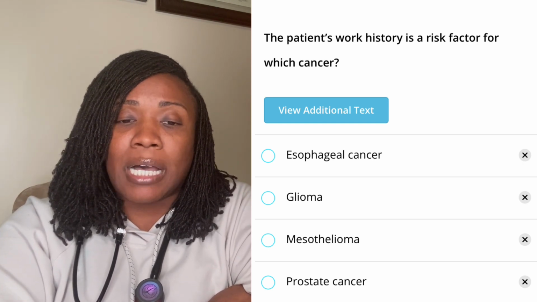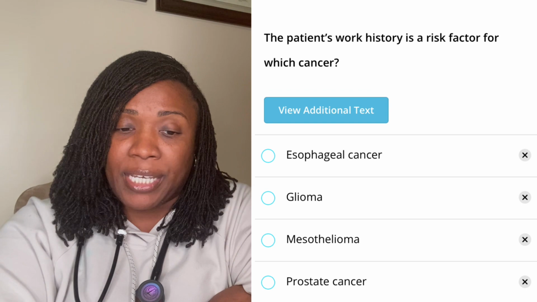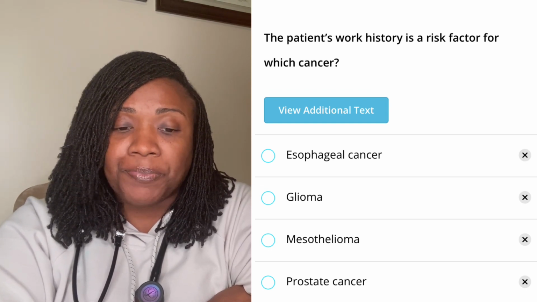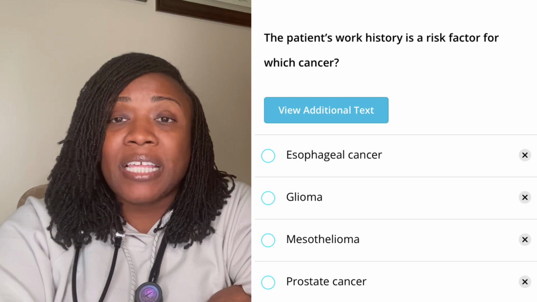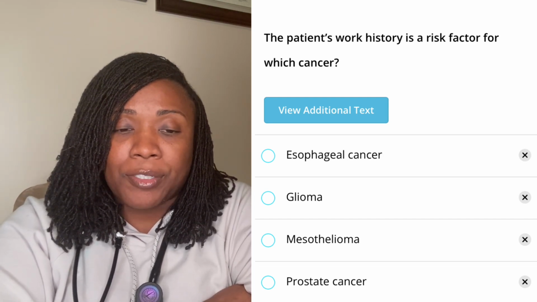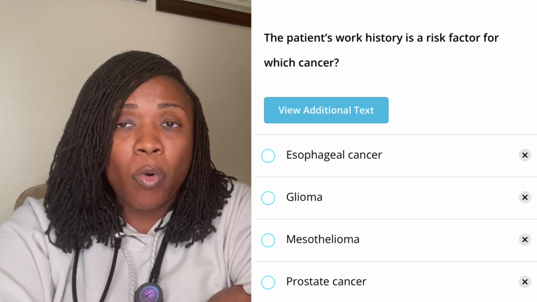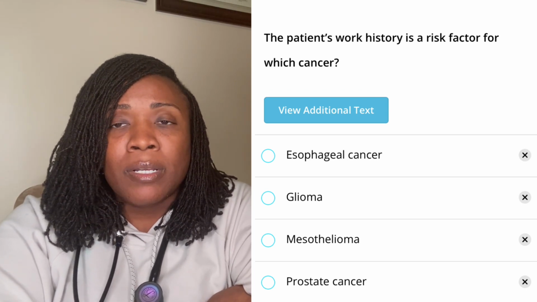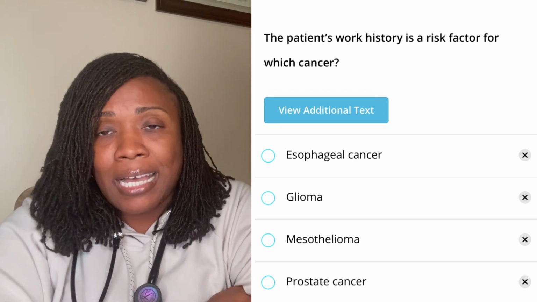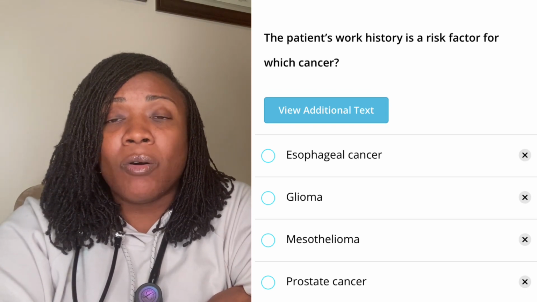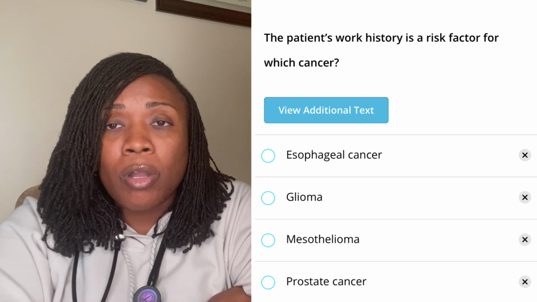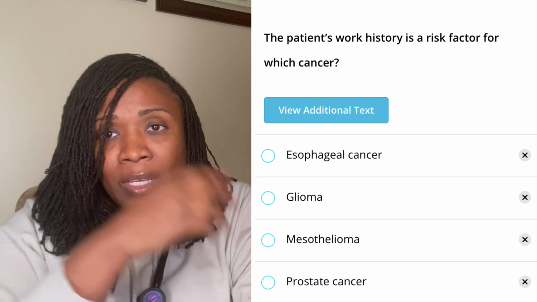The first option is esophageal cancer. The second option is glioma. The third option is mesothelioma. The fourth option is prostate cancer. So if I'm working at a job, from what we've seen on TV, anyone working at a job that is developing or has developed a cancer, what is a work-related cancer?